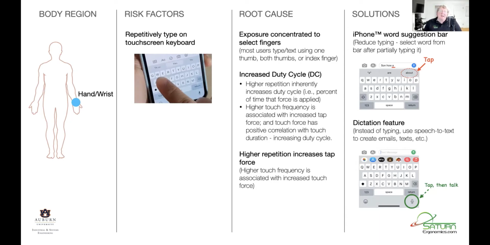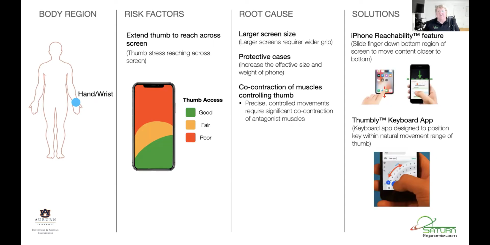Looking at solutions, things to reduce the amount of typing that you do. For example, the iPhone's word suggestion bar. Partially type the word and then touch it. Use the dictation feature. You simply talk into your phone instead of typing everything. We use the technology in the phone itself.